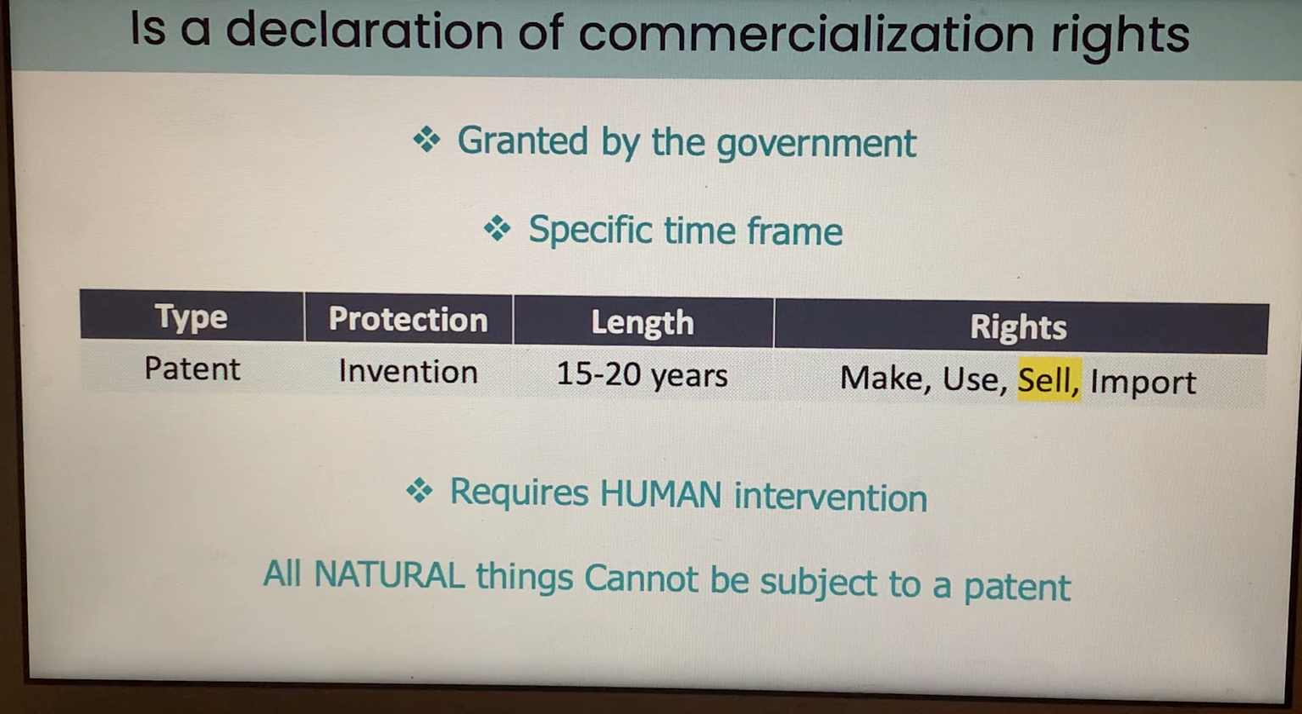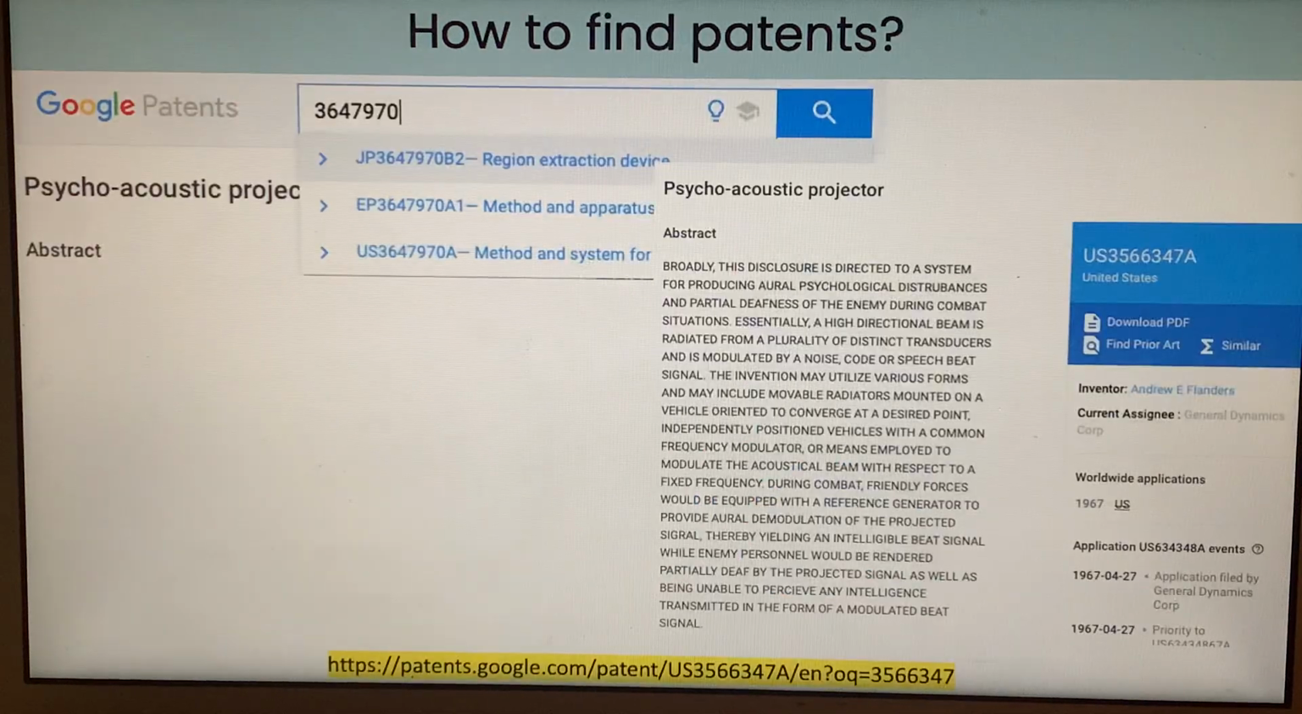What is a patent? We have spoken about this in the past. It is a declaration of commercialization rights. It's granted by the government for a specific period of time, and it requires human intervention. All natural things cannot be subject to a patent.